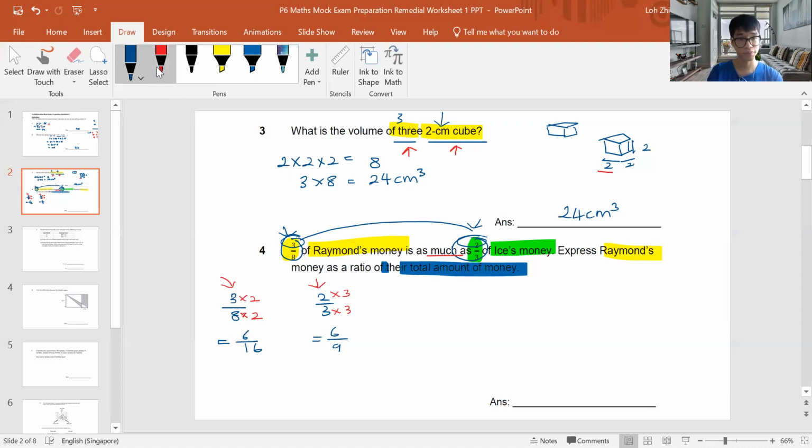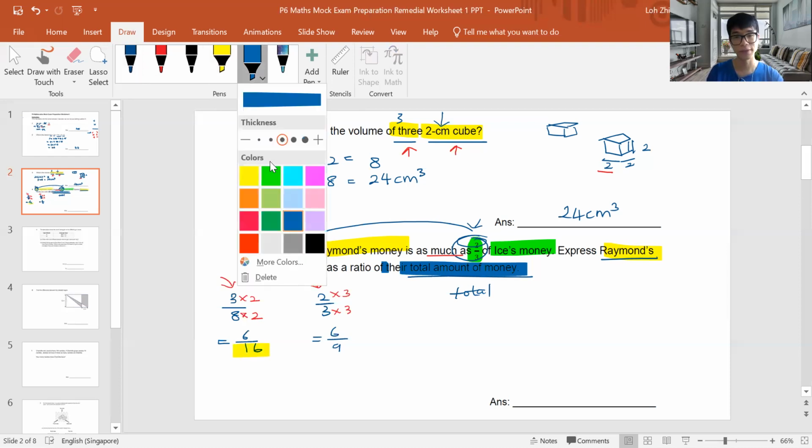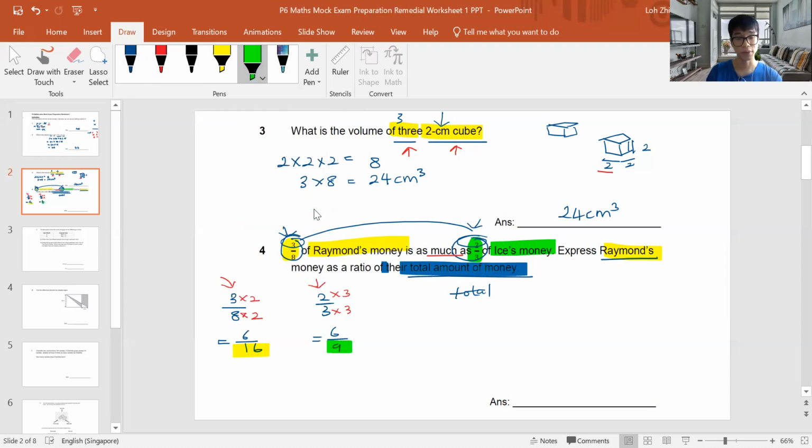Now, once we know that, the question here asks, express Raymond's money as a ratio of the total. This is total. So what Raymond has actually is 16. And what Ice actually has is 9. Why? Because this is a total unit of Raymond. This is a total unit of Ice.